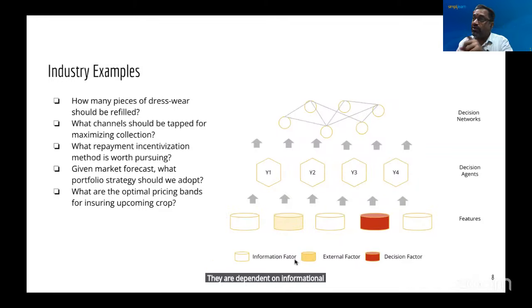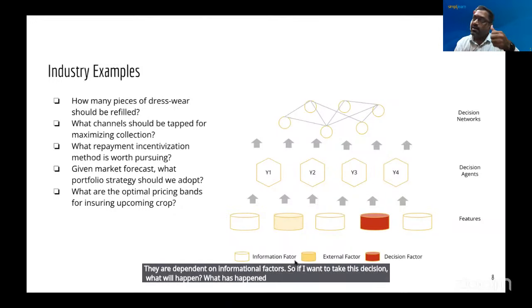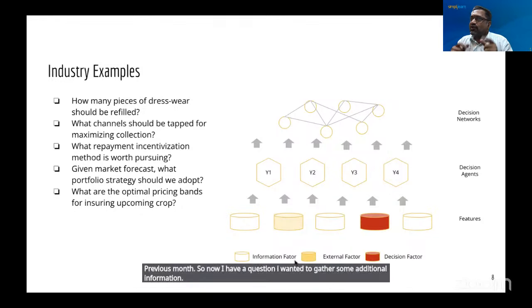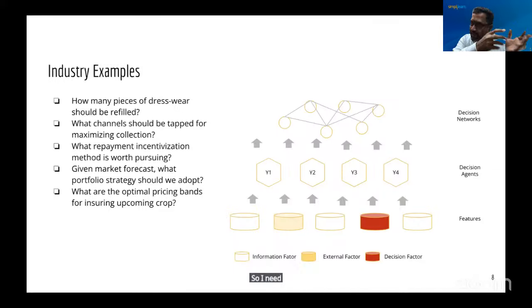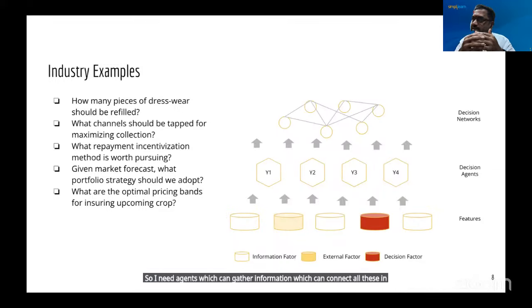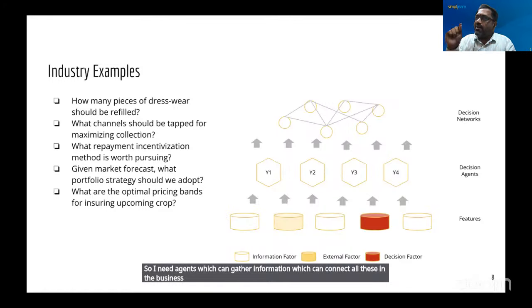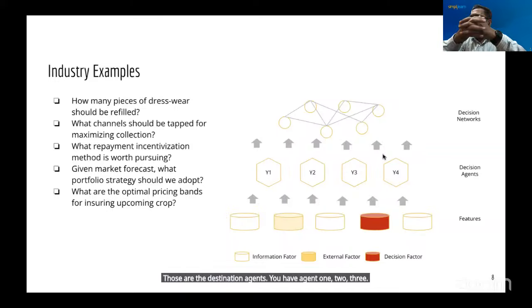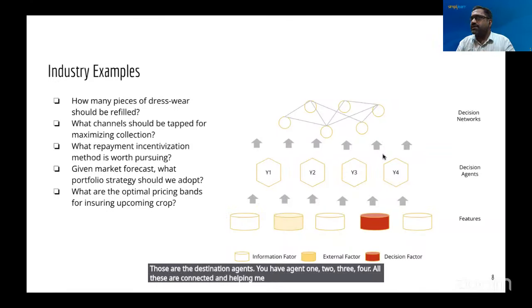So if I want to take this decision, what will happen? What has happened in the previous week, previous month? So now I have a question. I wanted to gather some additional information. So I need agents which can gather information, connect all these in the business context, and tell me when there is a decision opportunity. Those are the decision agents. You have agent 1, 2, 3, 4. All these are connected and helping me to take decisions.